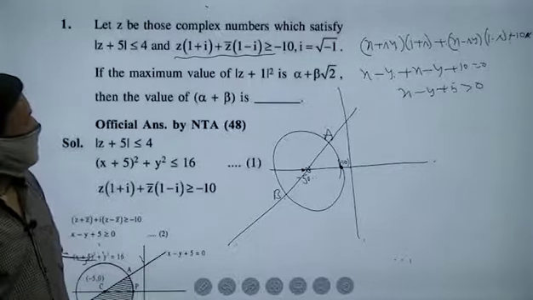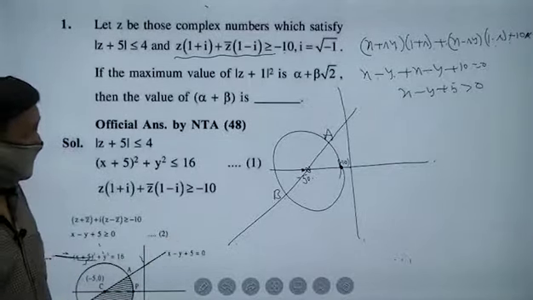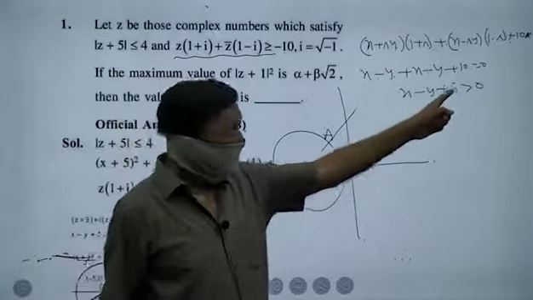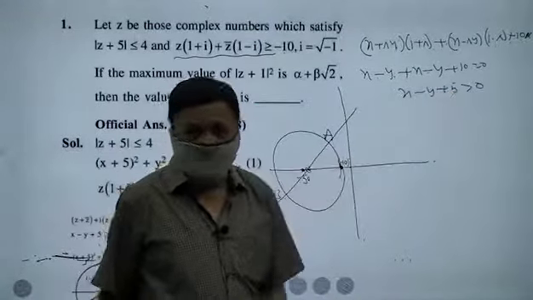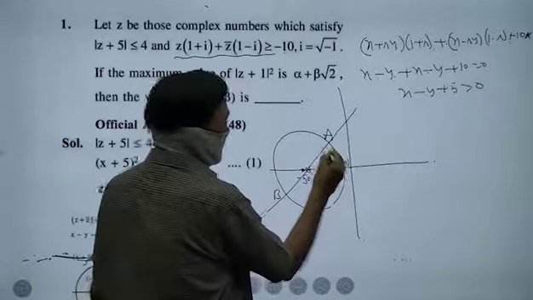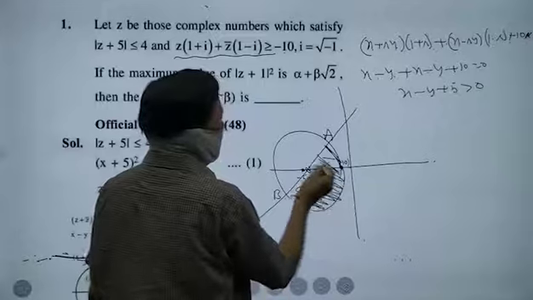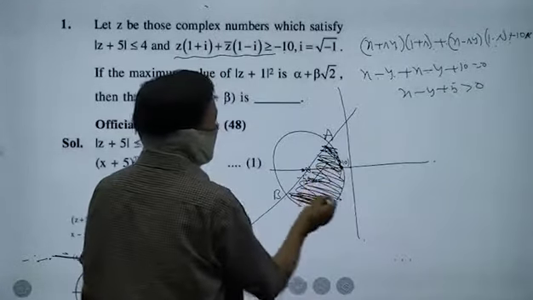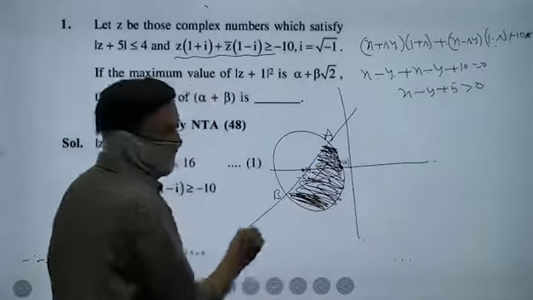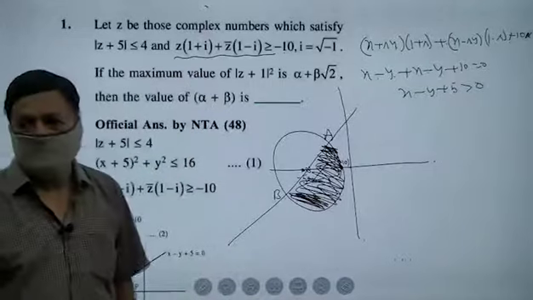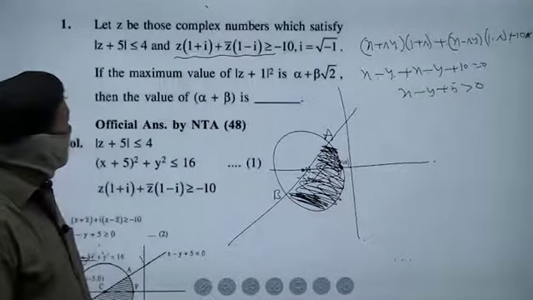So Z is a complex number satisfying this. See, listen. If the constant is positive, greater than 0, it represents what? The origin side. So this side. So the set of all these points.